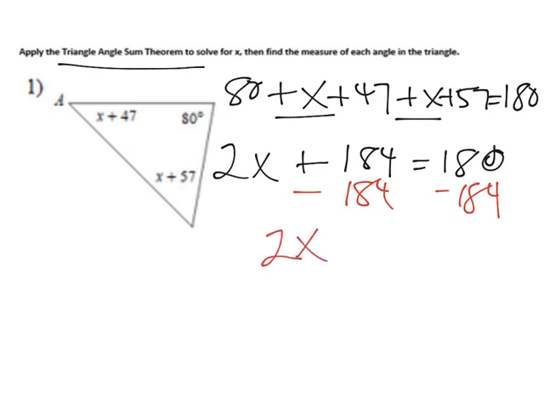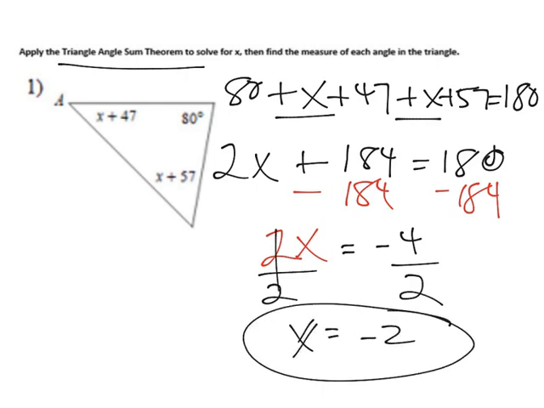I'm left with 2x equals negative 4. Let's divide both sides by 2. And x equals negative 2. Okay? And it is okay for x to equal negative 2. It is not okay for an entire angle to equal negative 2. Remember, x is not the angle. x is just part of the expression that is defining the angle. Okay, let's move on.